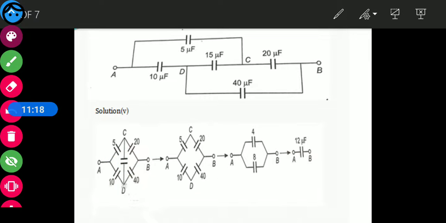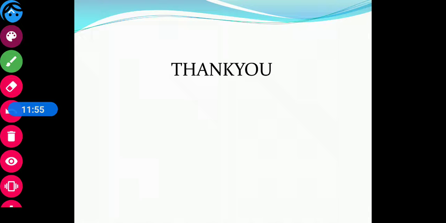So we will have only 4 capacitors: 5, 20, 10 and 40. From this figure it is clear that 5 and 40 are in series, and 10 and 40 are in series. Using the series formula, we get 4 and 8, which are now in parallel to each other, and their resultant will be one capacitor equal to 12 microfarad. In this way we can solve different types of problems. Hope you have understood, and you will now be able to solve different questions easily. Thank you.